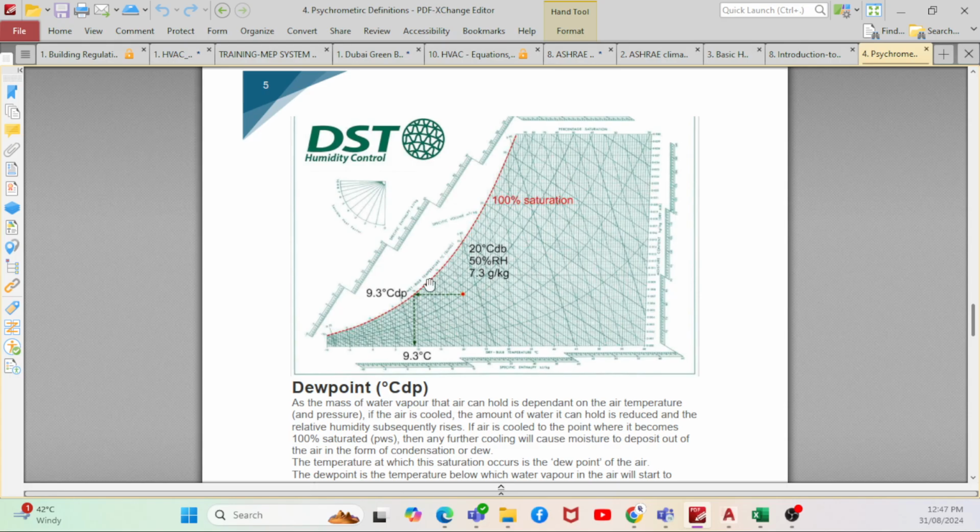This is the dew point temperature. When you talk about dew point temperature, the dry bulb temperature and wet bulb temperature will be the same. For example, 9.3 is the dew point temperature, and the wet bulb is also 9.3 degrees Celsius. So all will match. That is the dew point temperature. When you say dew point temperature, your moisture level will be 100 percent. That means the air cannot hold more moisture, so it starts condensing after the dew point temperature.